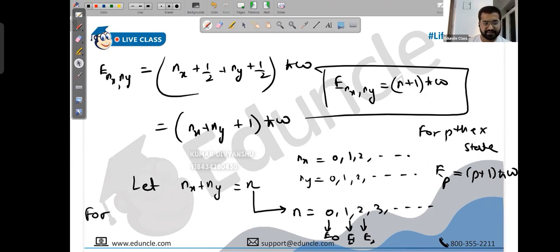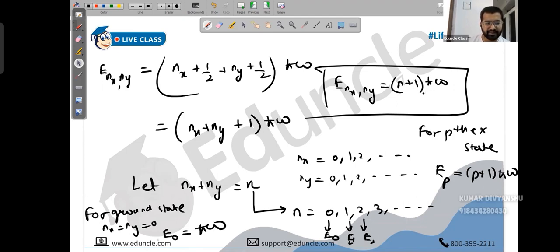So for the ground state, nx and ny would both be 0. In that case, your value of E0 would be 0 plus 0 is 0, and 0 plus 1 times h squared omega, that's just h squared omega. I hope you are understanding. Let me know if not.